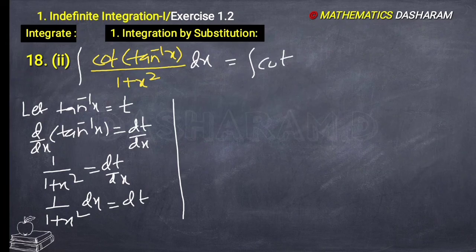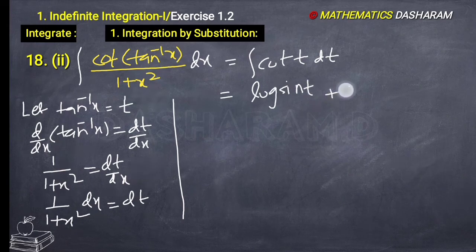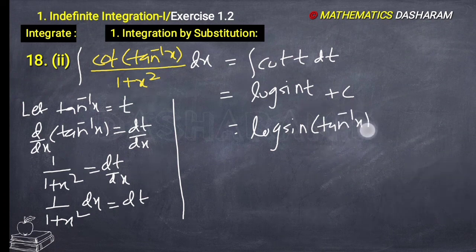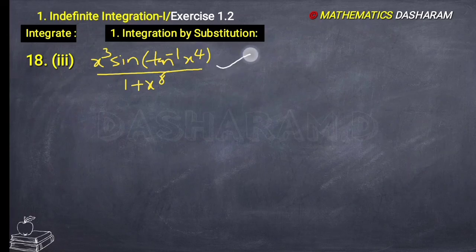So cot of tan inverse x is cot t, next to dx by 1 plus x square equals dt. So integration of cot t is log sin t plus c. So log sin, the t value is tan inverse x, plus c is our required answer. Third question, x cube sine of tan inverse x to the power of 4 divided by 1 plus x to the power of 8.